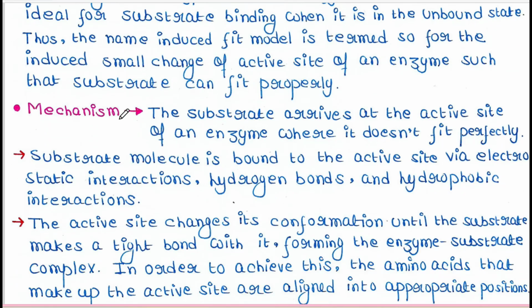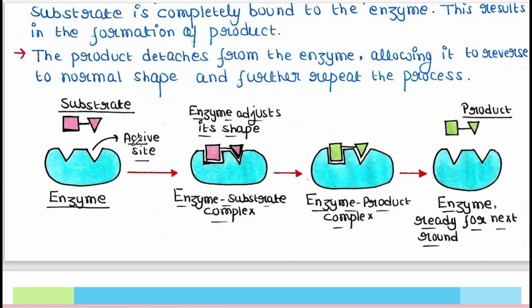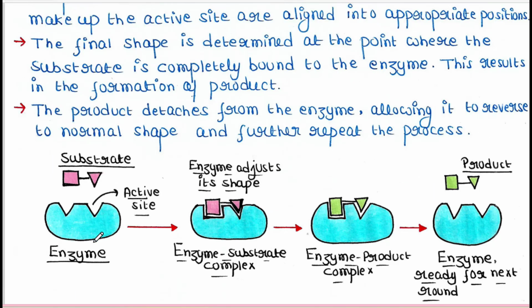Let's see the mechanism. The substrate arrives at the active site of an enzyme where it doesn't fit properly. In this image you can see this is the substrate and this is the enzyme and this part is the active site. The shape of the active site and the substrate is not exactly similar. These two parts are a little bit different.